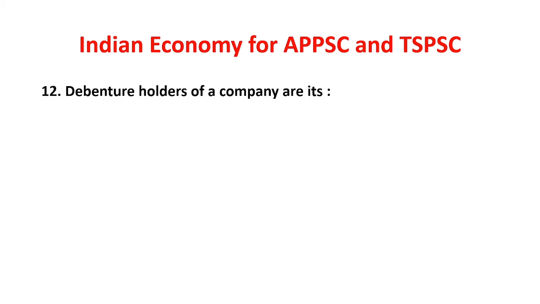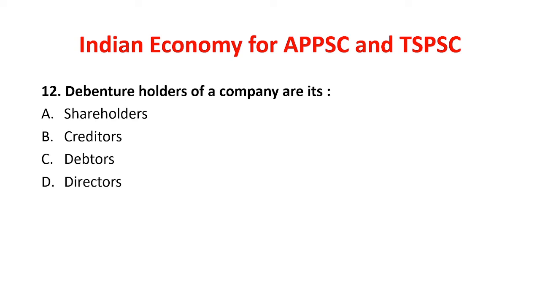Next, debenture holders of a company are its, options: shareholders, creditors, debtors, and directors. Okay, and the answer is creditors. Just know what is debenture. Whether they are the shareholders or not. Okay, they are not shareholders. Debenture holders of a company are its creditors, because they get the interest on the debenture.